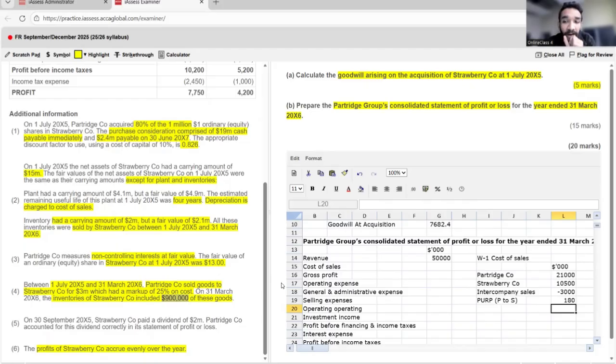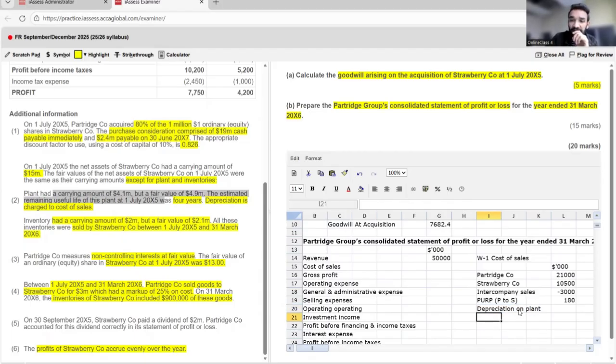Okay. Now, after doing that, there were two items. One was depreciation. The fair value of the plant has increased. Remember, the fair value of the plant has increased. So we have to include the depreciation as well, depreciation on the plant.